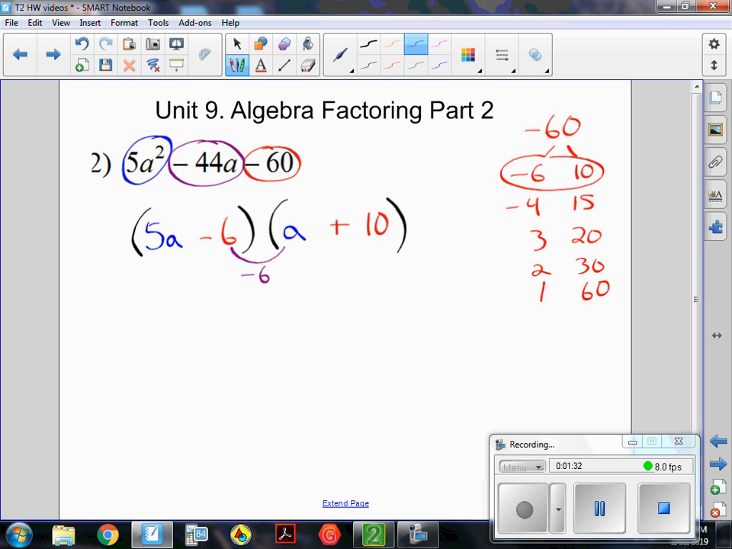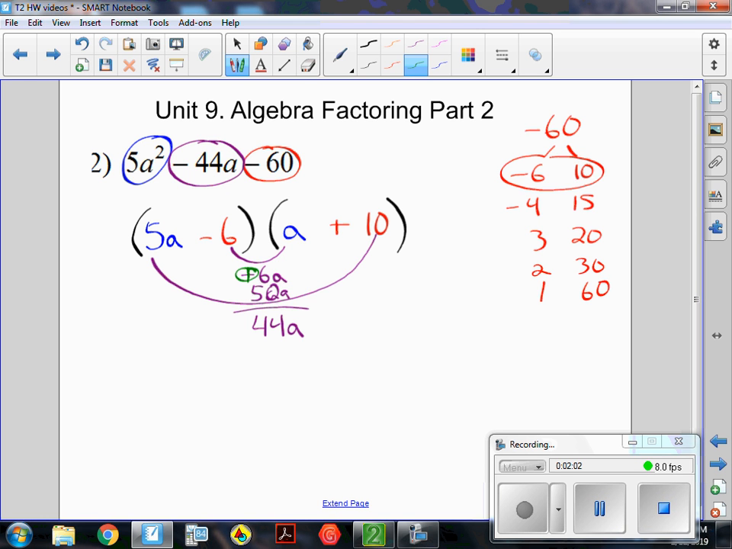So negative 6 times a is negative 6a. 5a times 10 is 50a. And so if I add those together, negative 6 plus 50, I get a positive 44a. Now I want a negative 44a, but the 44a that I got is at least a really good step in the right direction.